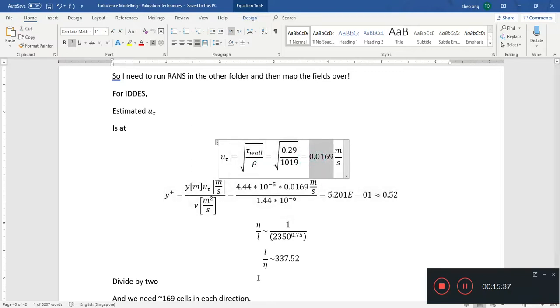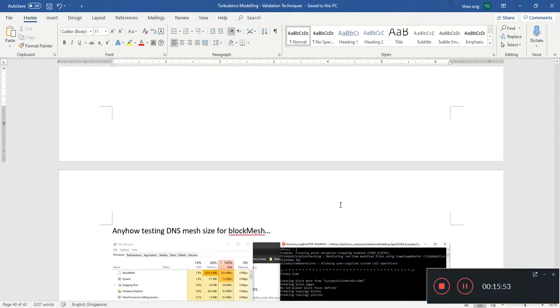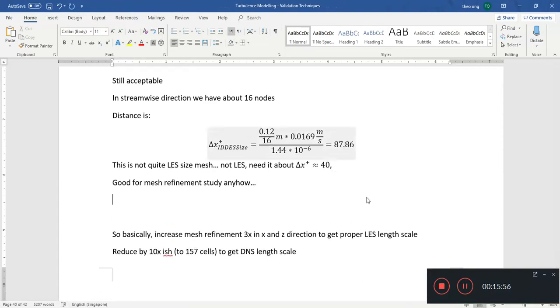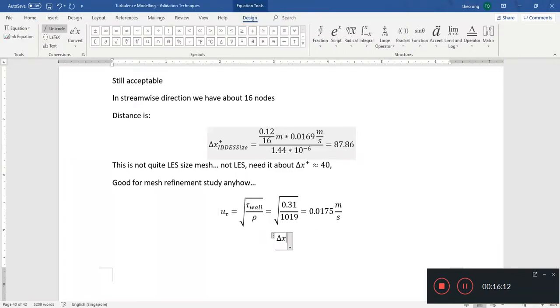So if we have a square root of 0.31 divided by 1019, and we calculate u tau based on that, 0.31, that will give you about 0.175. Okay, and let's see delta x or delta y plus, and we use 157 or 158 cells mesh size.